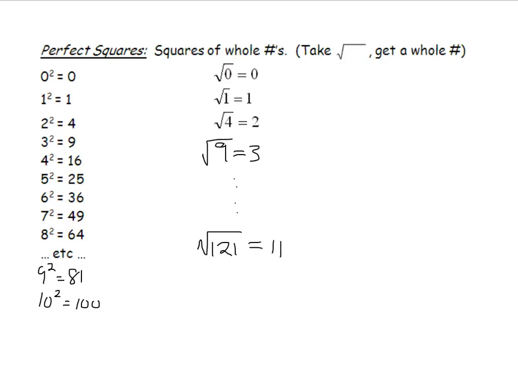So for example, the square root of 121 is 11, because 121 is a perfect square, and 11 times itself gives me 121. We're talking about perfect squares because when you simplify radicals, you always want to look for perfect squares. So 1, 4, 9, 16, 25, 36, those are my perfect squares. All of these values listed over here are my perfect squares.